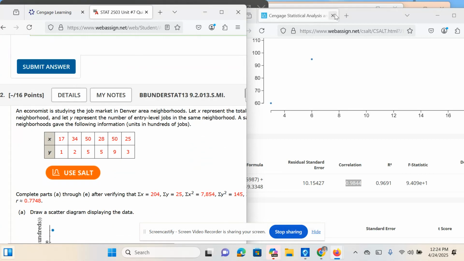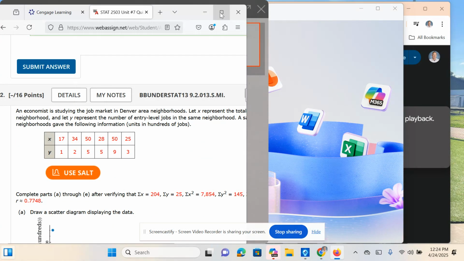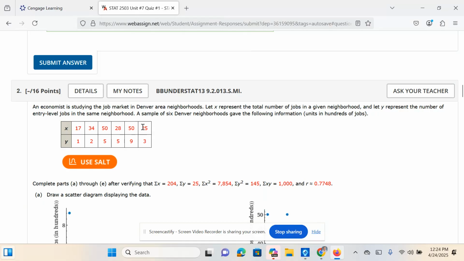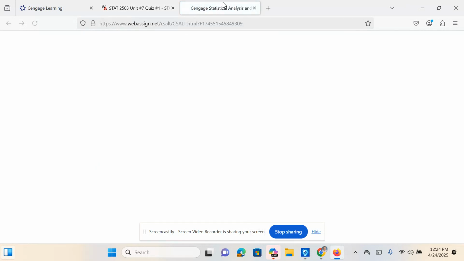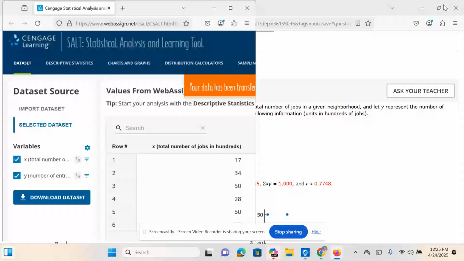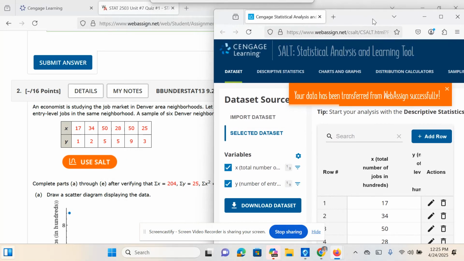An economist is studying the job market in Denver area neighborhoods. Let X represent the total number of jobs in a given neighborhood. Let Y represent the total number of entry-level jobs in the same neighborhood. Sample of 6 Denver neighborhoods gave the following information. So I'm going to click use salt. I'm going to pull this out. So this is going to be 9.2 right here.